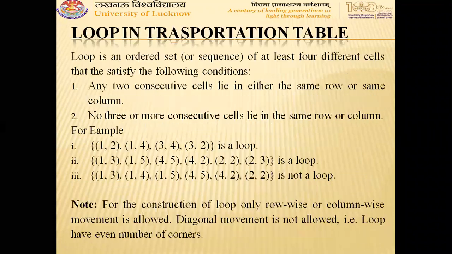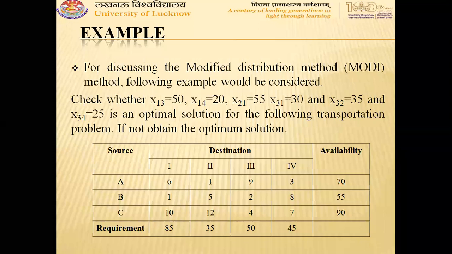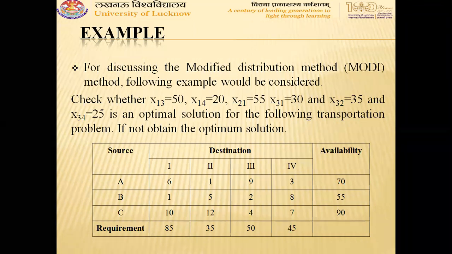For discussing the Modi method, we will use the following example, in which an optimum solution obtained by some method is given as x13 equals 50, x14 equals 20, x21 equals 55, x31 equals 30, x32 equals 35, and x34 equals 25.